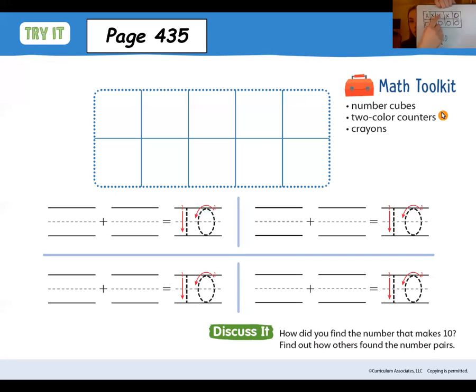So I rolled a 4, so I had to write in 4, but I needed to figure out 4 plus what brings me to 10. So I drew circles to help me. Let's count those out. 1, 2, 3, 4, 5, 6. So I know that 4 plus 6 is going to be 10 because it fills my 10 frame.